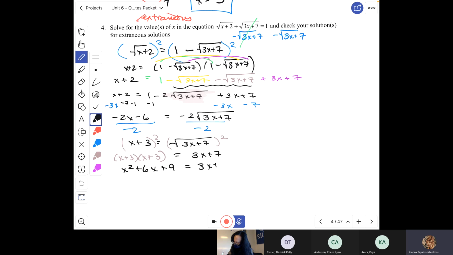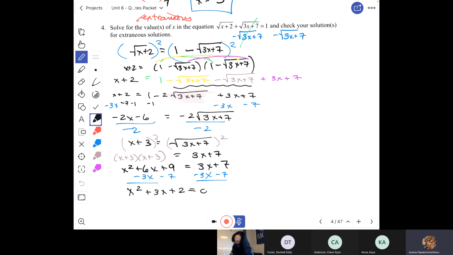Now this is an easy problem, right? What do we do? Move everything to one side of the equation, setting it equal to 0. So by doing that, what do I now have on the left-hand side of the equation? X squared plus 3x plus 2.